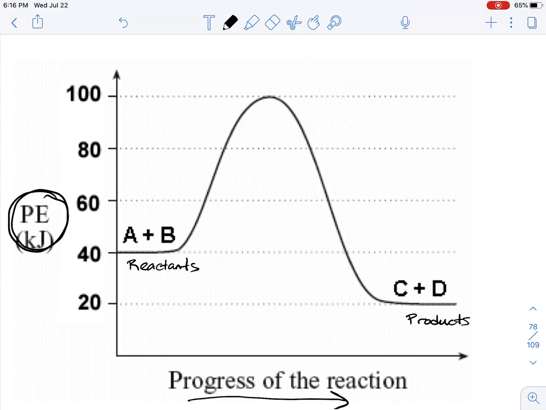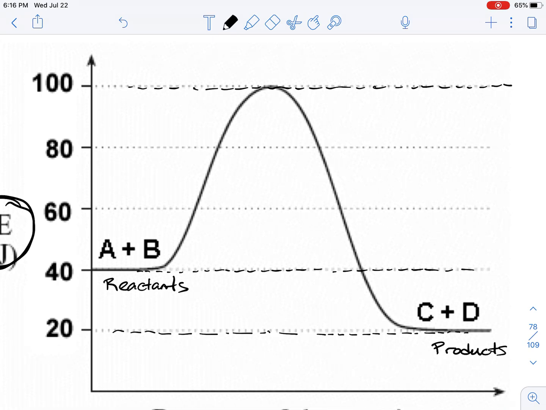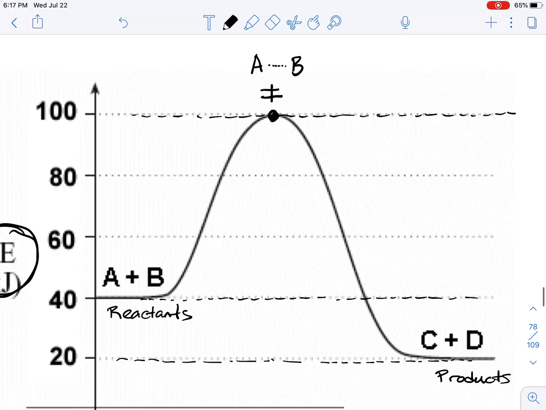There's another item that I want to do. I want to create dotted lines. And these dotted lines are just extrapolations at specific points on the potential energy diagram. So I'm going to extrapolate this line right here, put a whole bunch of dotted lines, and then do the same for the products. And last but not least, I'm going to do the same for the peak of that hill. At the peak of this hill is going to be the transition state. And I can represent the structure of this transition state as reactant A with dotted lines to reactant B. So it's this hybrid structure, if you will.